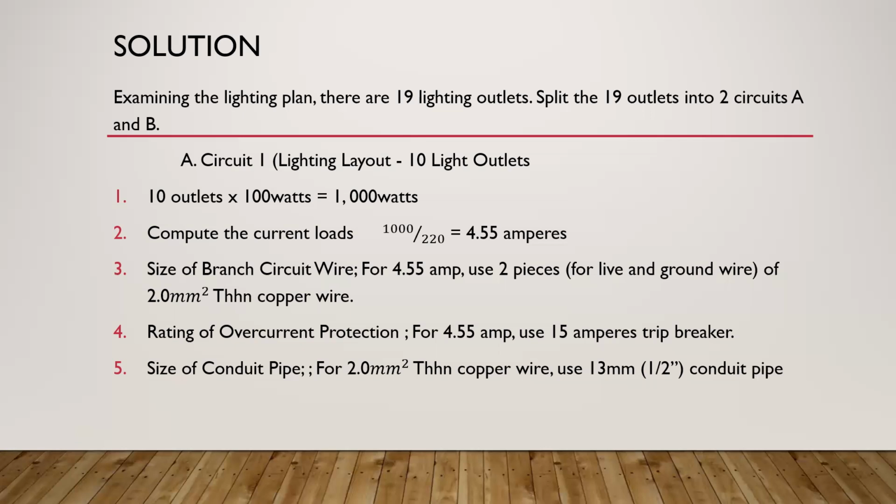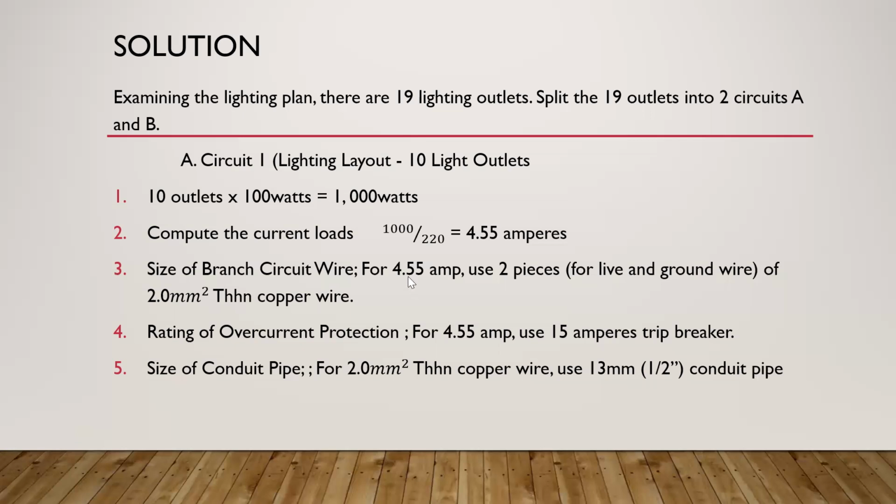Next, yung rating or yung value ng ating overcurrent protection. Since lighting outlet ito, lighting layout, kahit mababa yung ating computed load, ang ating gagamitin na fuse is 15 amperes. And then yung size ng conduit pipe for 2 wires na para sa live wire and ground wire, it will be safely accommodated with the use of 13 mm conduit pipe.